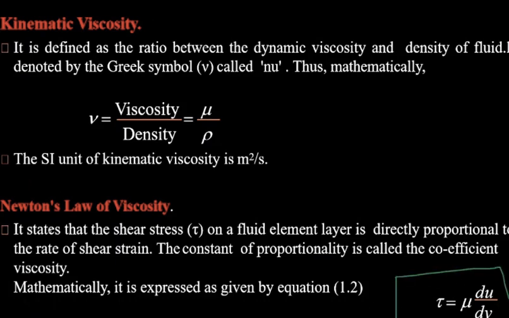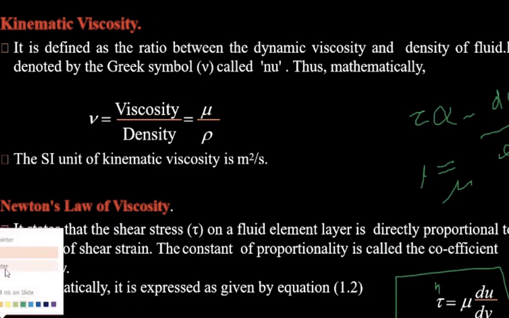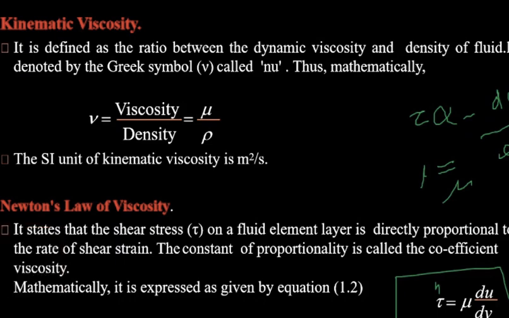What does Newton's law of viscosity state? It states that the shear stress tau on a fluid element layer is directly proportional to the rate of shear strain, that is du by dy. Whenever this is equated to a constant of proportionality, we get mu, and this mu is called the coefficient of viscosity. So easy, right? So that is Newton's law of viscosity.